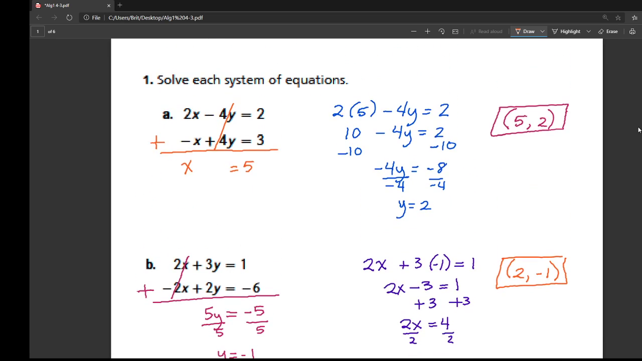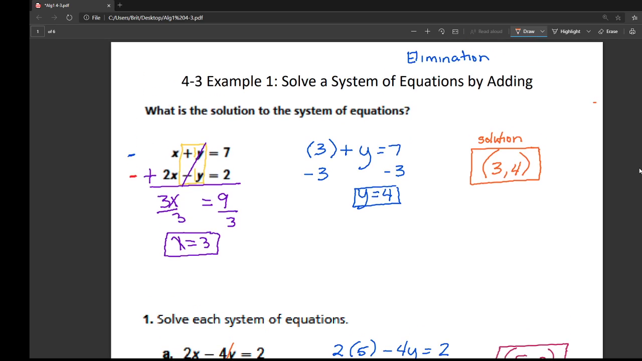So there you have it. That is how you add two equations to eliminate a variable.